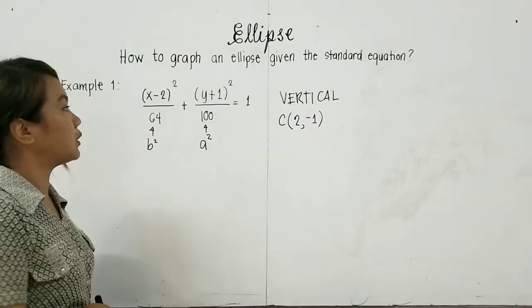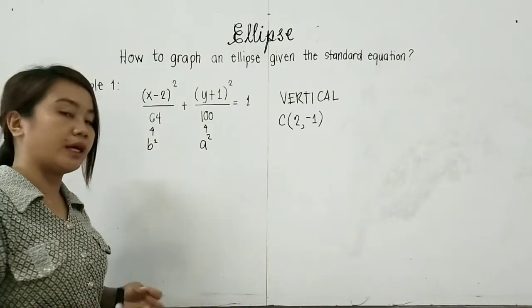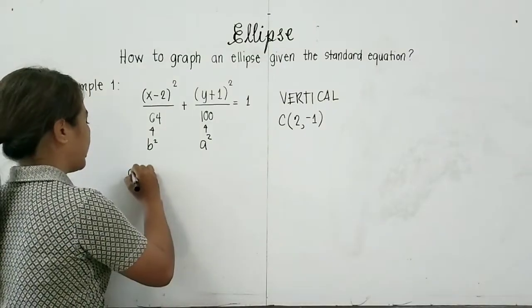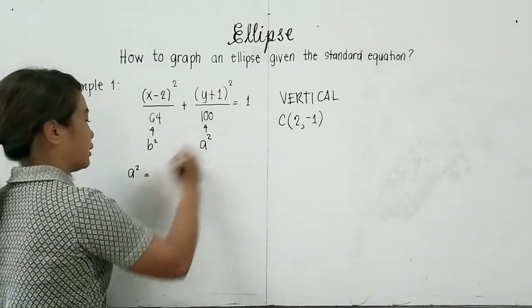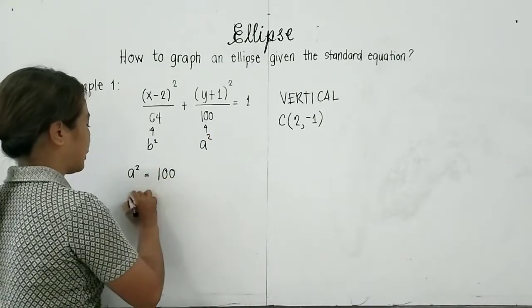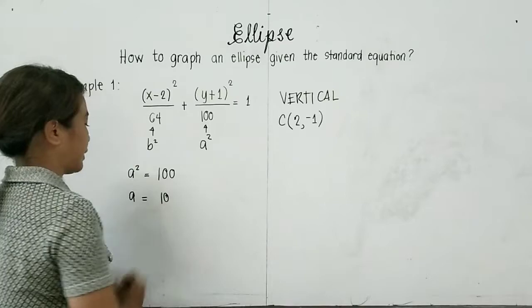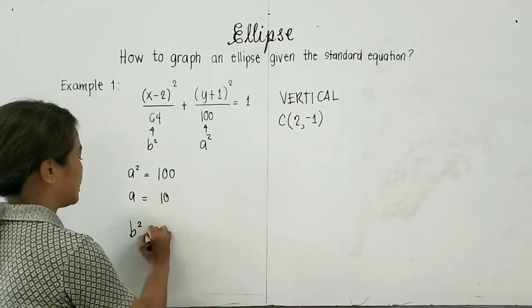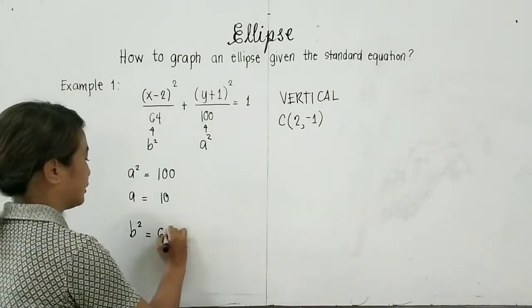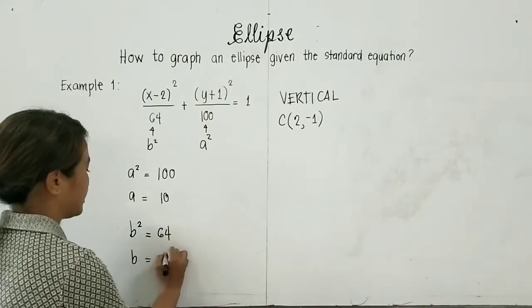Next, we will solve for the values of a, b, and c. So our a squared is equal to 100. Therefore, our a is 10. Our b squared is 64. Therefore, our b is positive 8.